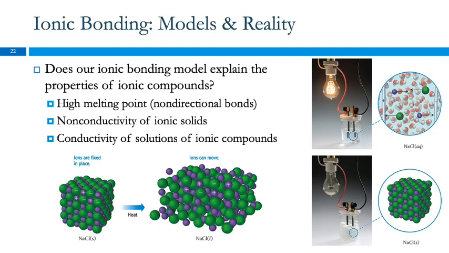Does this bonding model predict a high melting point for sodium chloride? Sodium chloride does melt, but you have to get it super, super hot. Because it takes so much energy to melt this, that tells us that these bonds must be strong. These bonds are also non-directional, meaning the sodium ion is attracted to chloride ions on all different sides of it. It's not just into one other. That contributes to the high melting point.